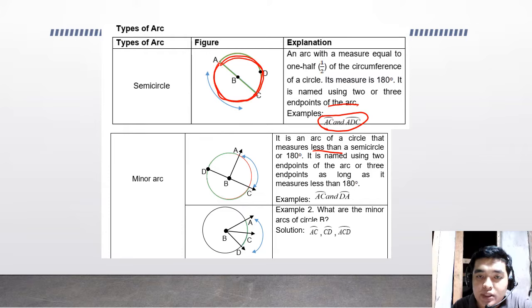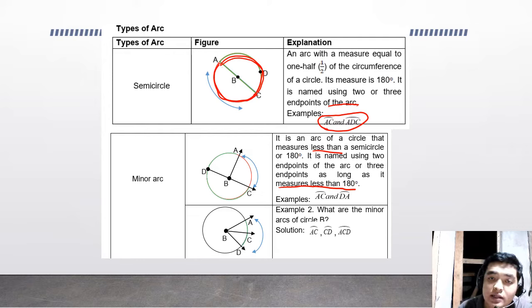It is named using two endpoints of the arc or three endpoints as long as it measures less than 180 degrees. A minor arc is an arc that is less than a semicircle, meaning it will not go beyond the semicircle.